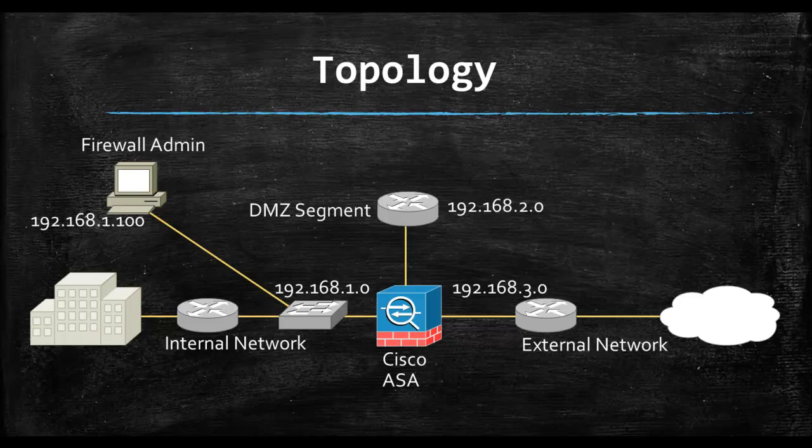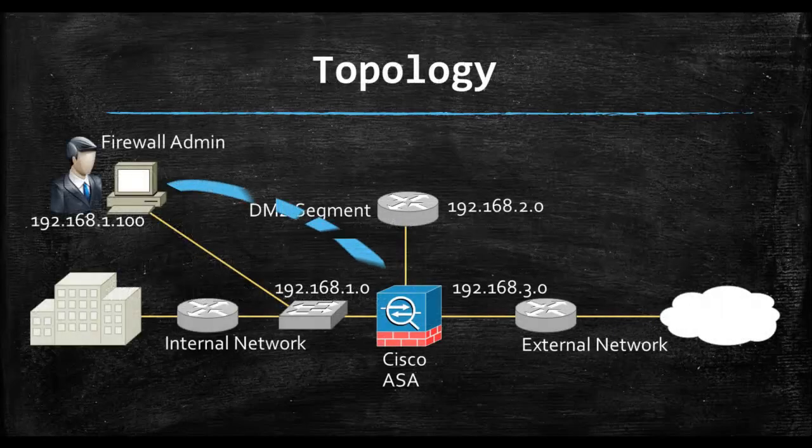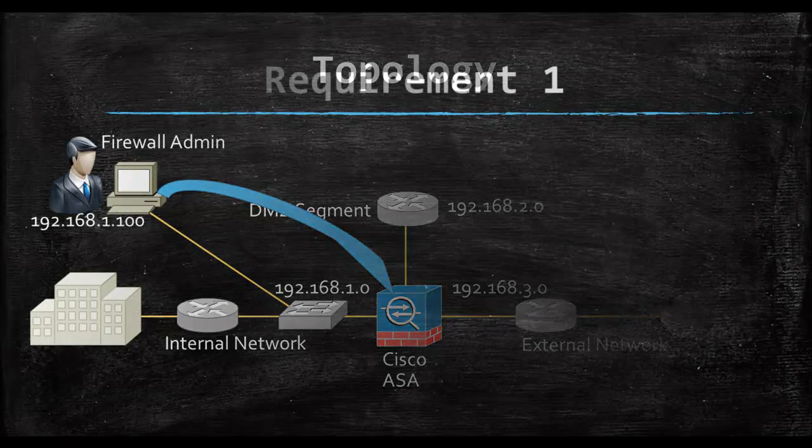On the left side, we have our internal network with IP segment 192.168.1.0. On the right side, it's an external segment 192.168.3.0, and the DMZ is hosted in 192.168.2.0. But as I said, the action will be between the firewall admin system, which is 192.168.1.100, and the ASA. So let's check the first requirement. According to it, we have to configure our ASA such that the admin, the person sitting over here, should be able to access the ASA via ASDM.